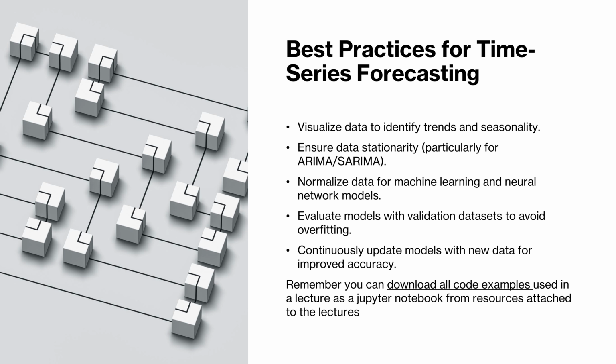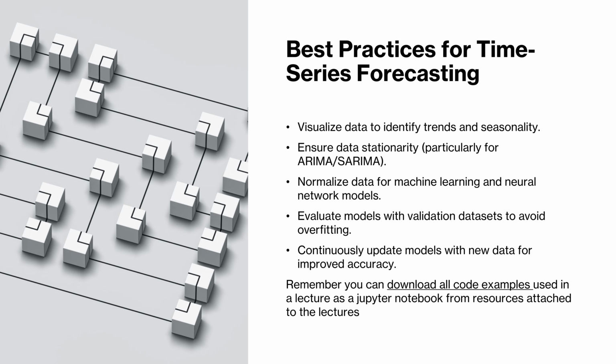When working with financial time series, the first step is always to visualize your data. Plotting price histories, rolling averages, and seasonal cycles helps you spot underlying trends or repeating patterns before you even touch a model. For classical methods like ARIMA or SARIMA, you must ensure your series is stationary, using differencing or detrending to remove persistent shifts. When you move into machine learning or neural networks, normalizing or scaling your inputs makes a huge difference in training stability and convergence.